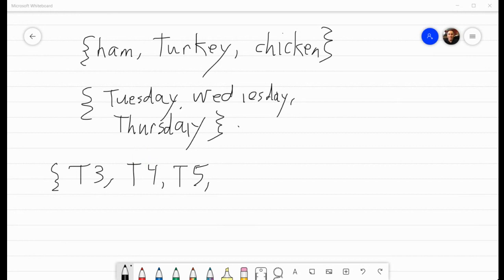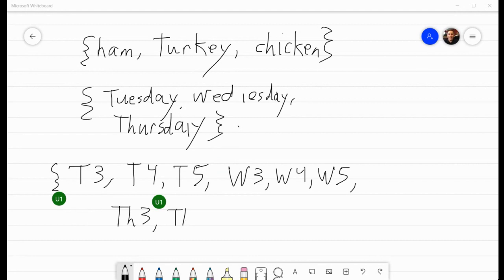What about Wednesday? Same idea, right? We have Wednesday at 3, Wednesday at 4, Wednesday at 5. And we have this. Not Wednesday, excuse me. Thursday, I'll do TH for Thursday. We have Thursday at 3, Thursday at 4, Thursday at 5. How many outcomes do we have there? We have 9, which is what we expected. Again, by the counting principle, right? So we have 9 outcomes.